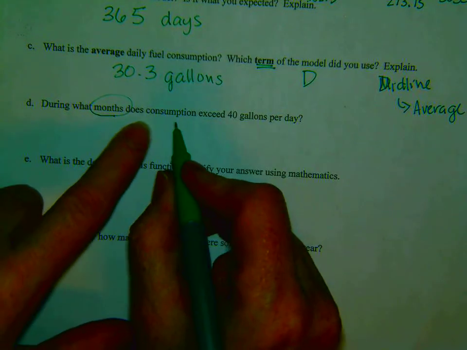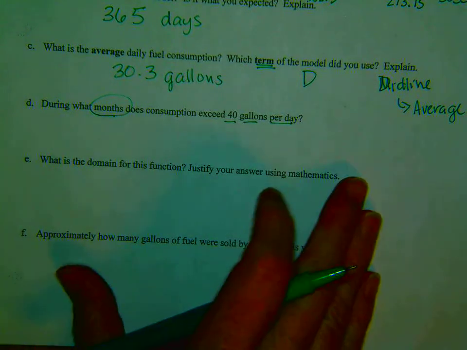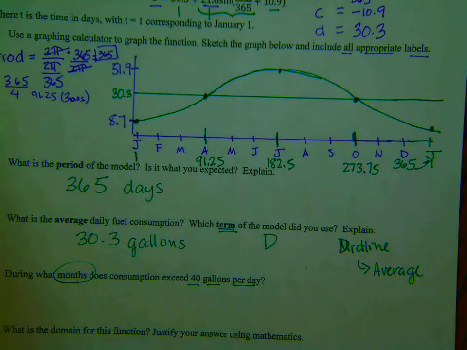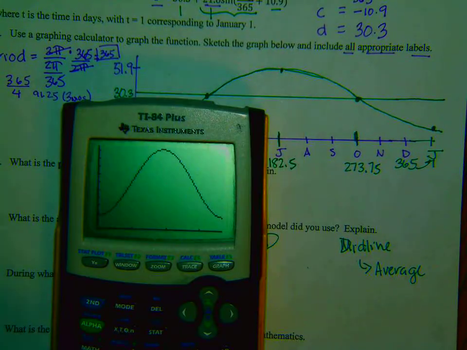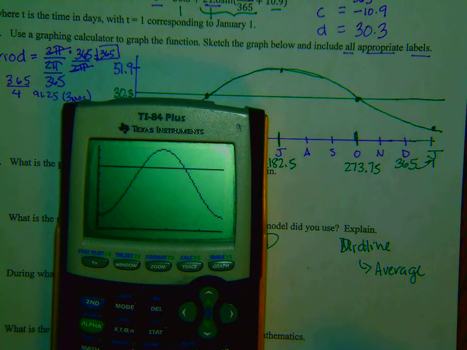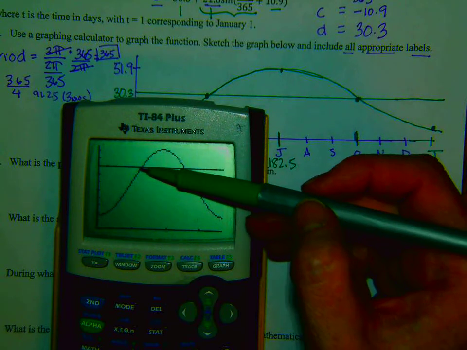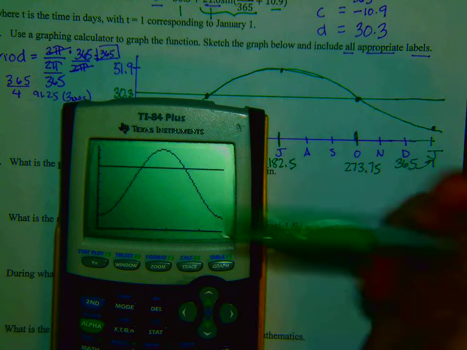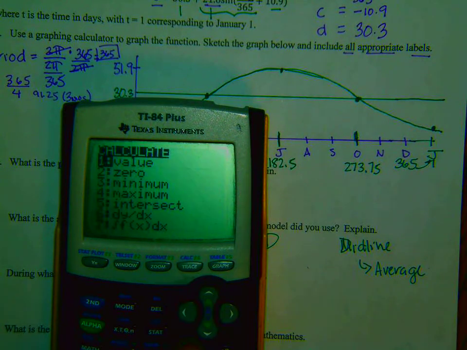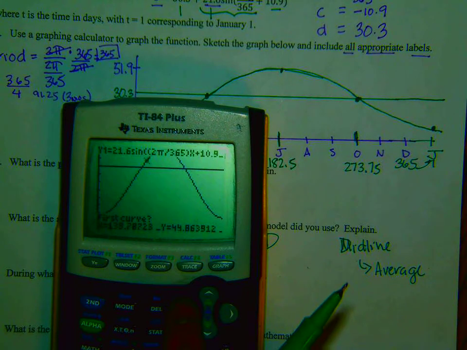All right, next question says, during which months does the consumption exceed 40 gallons per day? Well, how can I figure that out? What I can do is take my graph and graph another function. I can take y2 equals 40, and let's look at that graph. During which months does the consumption exceed 40? Well, between those months. Let's do second calc, intersect, and let's find out where we are.